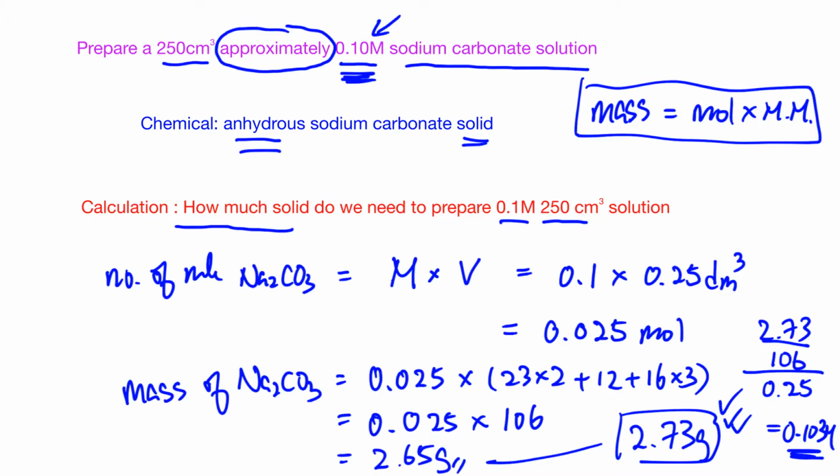So you will find that when you do the experiments, the standard solution you prepare will be different from your classmates sitting next to you, because maybe your mass will be slightly higher than 2.65, while the others may be slightly lower than that. So everyone's standard solution will be different by doing so.